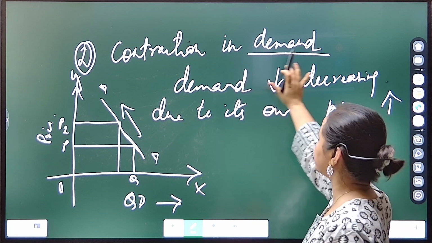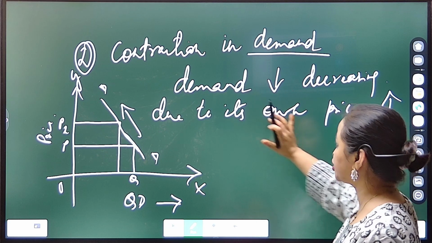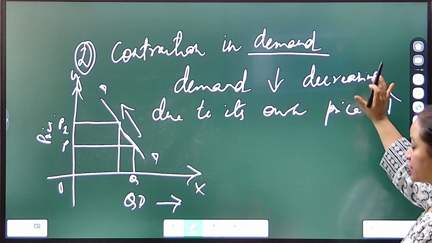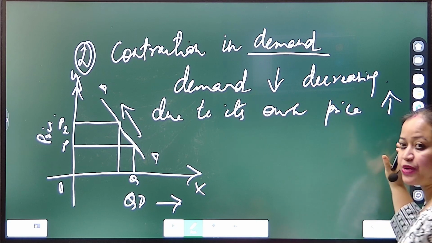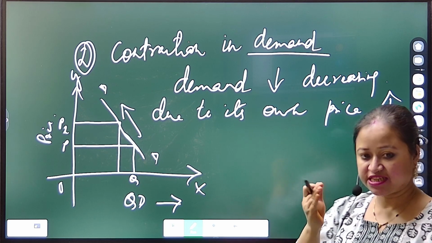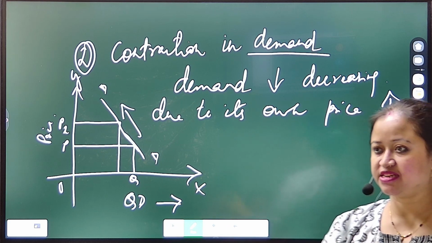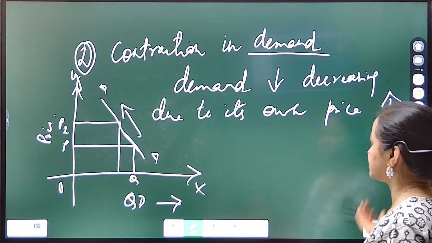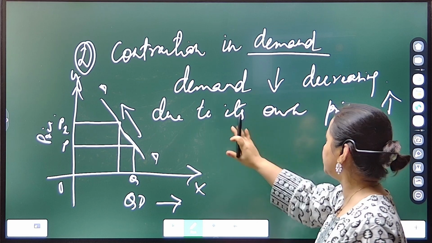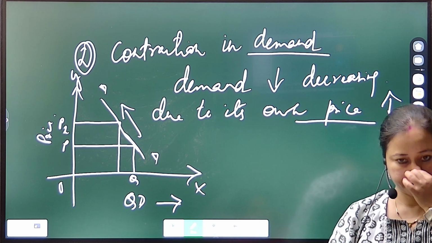So what is contraction in demand then? Contraction in demand is a situation where demand decreases due to its own price. Here considering all other factors constant, demand decreases due to its own price. So that is your contraction in demand. Right? Clear?